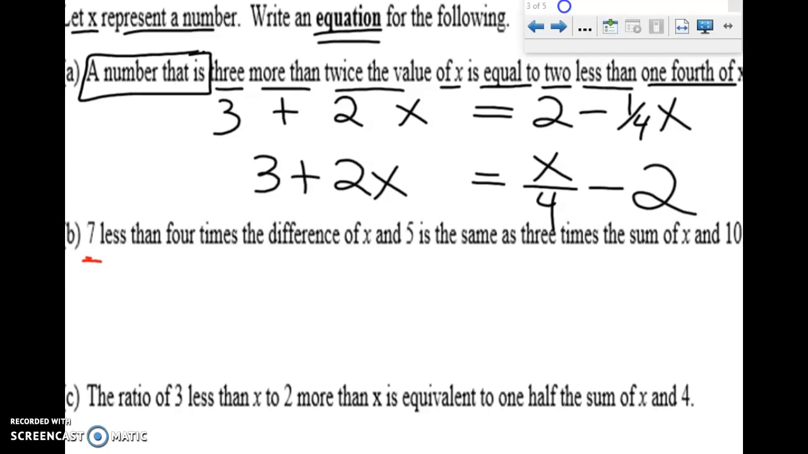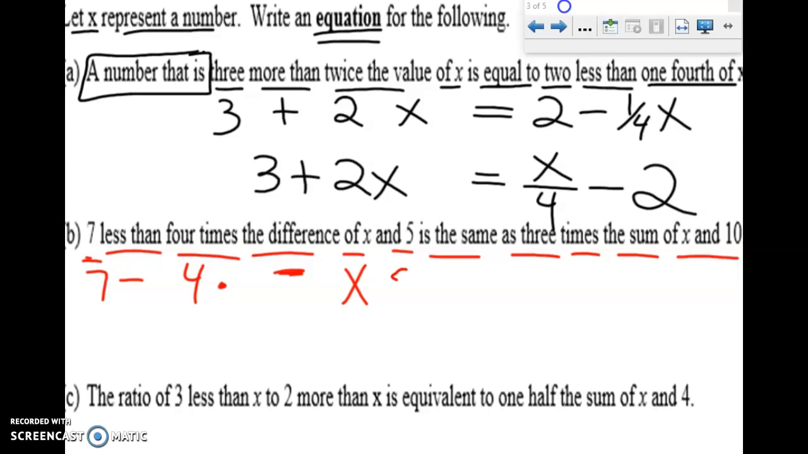7 less than 4 times the difference of x and 5 is the same as 3 times the sum of x and 10. So now let's go ahead and annotate. 7 less than is a subtraction. 4, I'm going to use a dot for multiplication because I don't want to put a variable out there like an x. Difference is subtraction. x and 5 is the same as, your equal sign, and then 3 times the sum, x, 10.